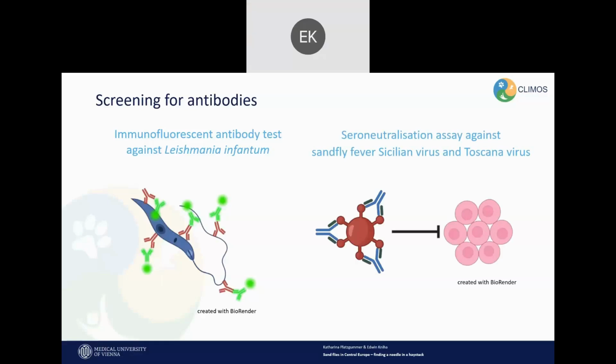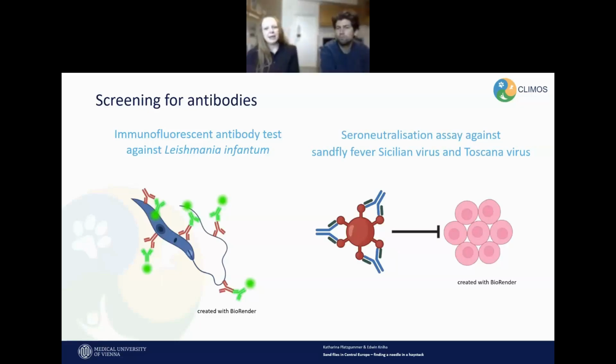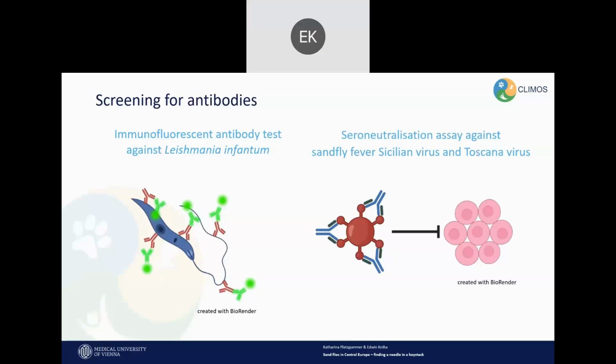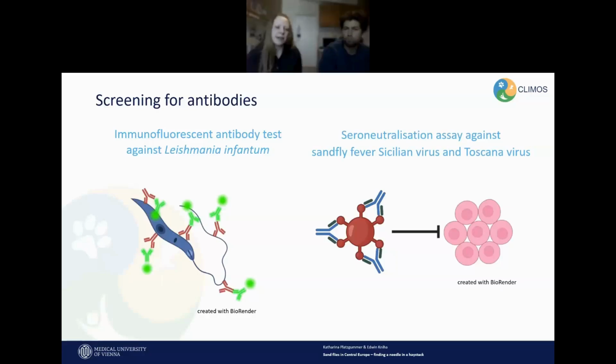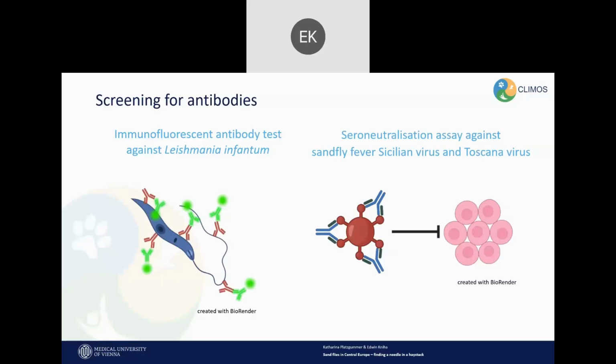This is done by our 2 partner laboratories that have the equipment to do that. And both of these methods are indirect methods, so it's not screened directly for the pathogens in the blood of the dogs, but it's indirect methods. So by this, we can find out if this dog has been in contact with Leishmania or fleboviruses before.